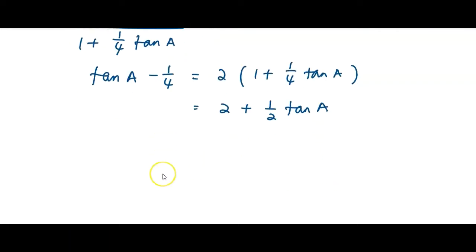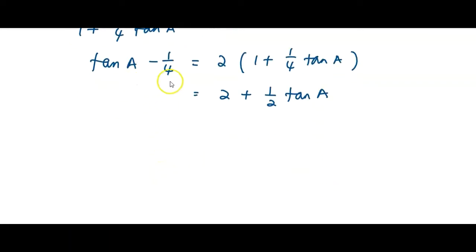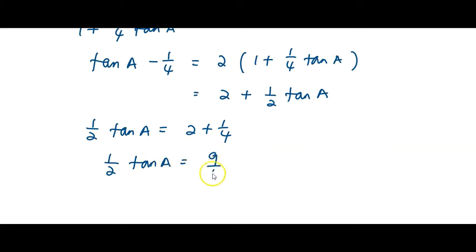Okay, now we want to solve for tangent A. I will move every term containing tangent A into one side. So tangent A minus 1 over 2 tangent A, I have 1 over 2 tangent A. And the constant, I move to the right side, I got 2 plus 1 over 4. So here I got 1 over 2 tangent A equals to 9 over 4. And to solve for tangent A, you get 9 over 4 multiplied by 2. Finally, we have 9 over 2.